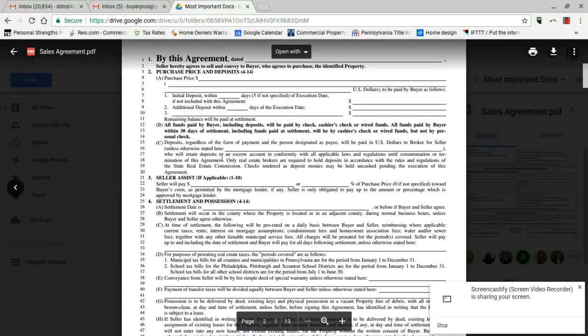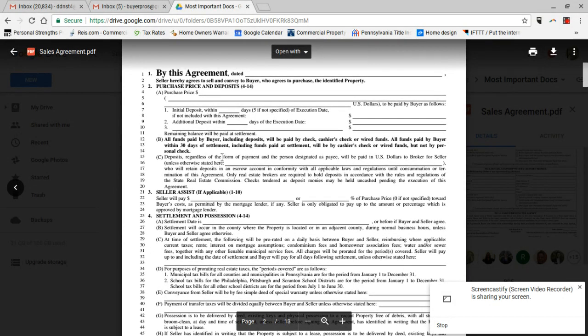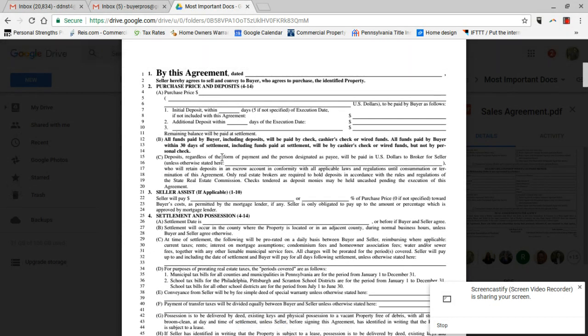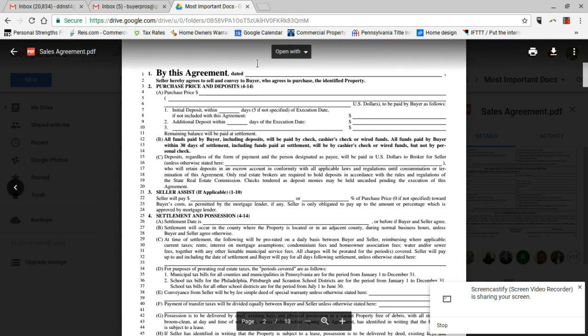Okay, the second page, this is your most important page. This is all of your dates and numbers and all the important information. So, by this agreement dated, this is when you're actually going to write the agreement. If you're writing the agreement today, you're going to date it for today. That doesn't mean that's the execution date. That's the day that you sat down to write the agreement and get the buyer to sign off on it.